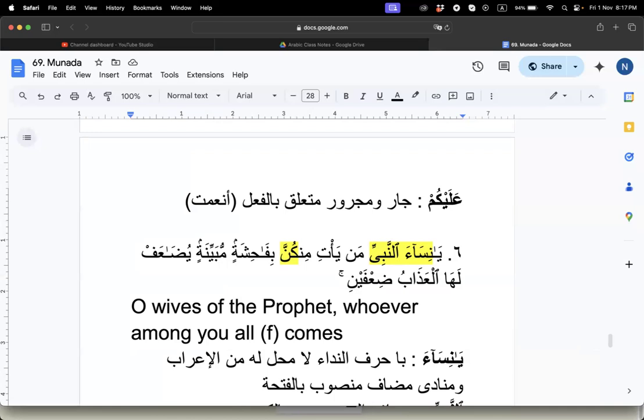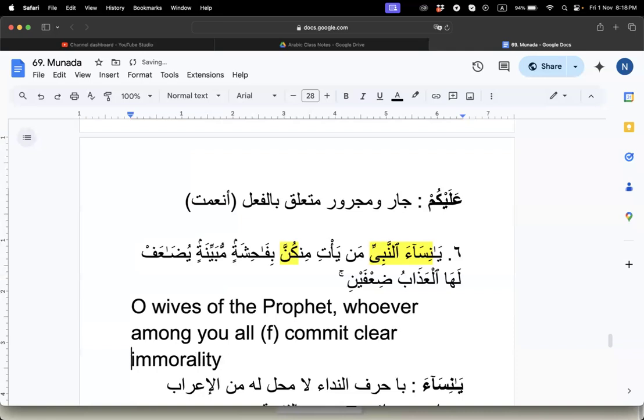Can you translate this? Whoever among you comes with fahisha, it can be come with, or bring. In this case it is actually to commit. So whoever among you commits what? Fahisha is immorality. What kind of immorality? Mubayyinah, clear, open. Clear, open immorality.